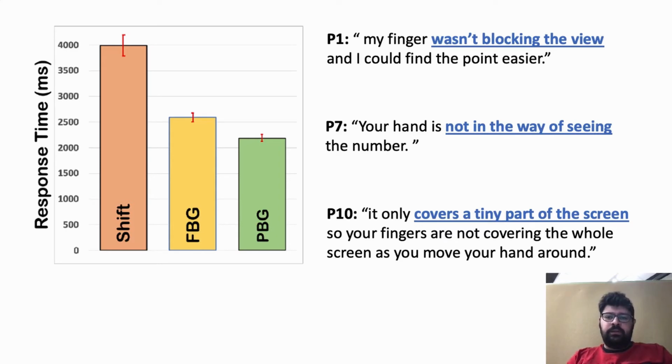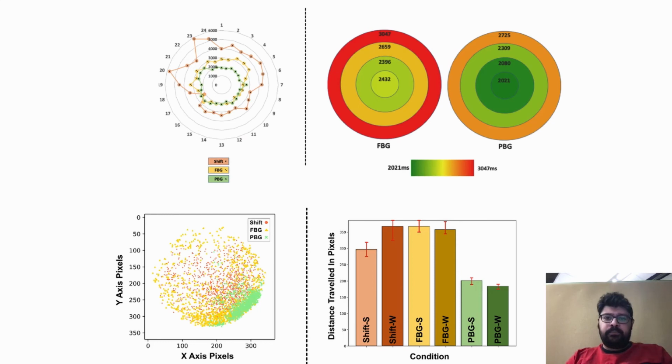This is the main result of comparing these three techniques. As you can see here, partial BezelGlide performance was significantly faster compared to the other two techniques, because basically we minimized the screen occlusion issue, which is the second contribution of this paper. Also, many of the participants in our experiment addressed this in their comments, and they liked how the screen occlusion was minimized in partial BezelGlide, which was really interesting to us.